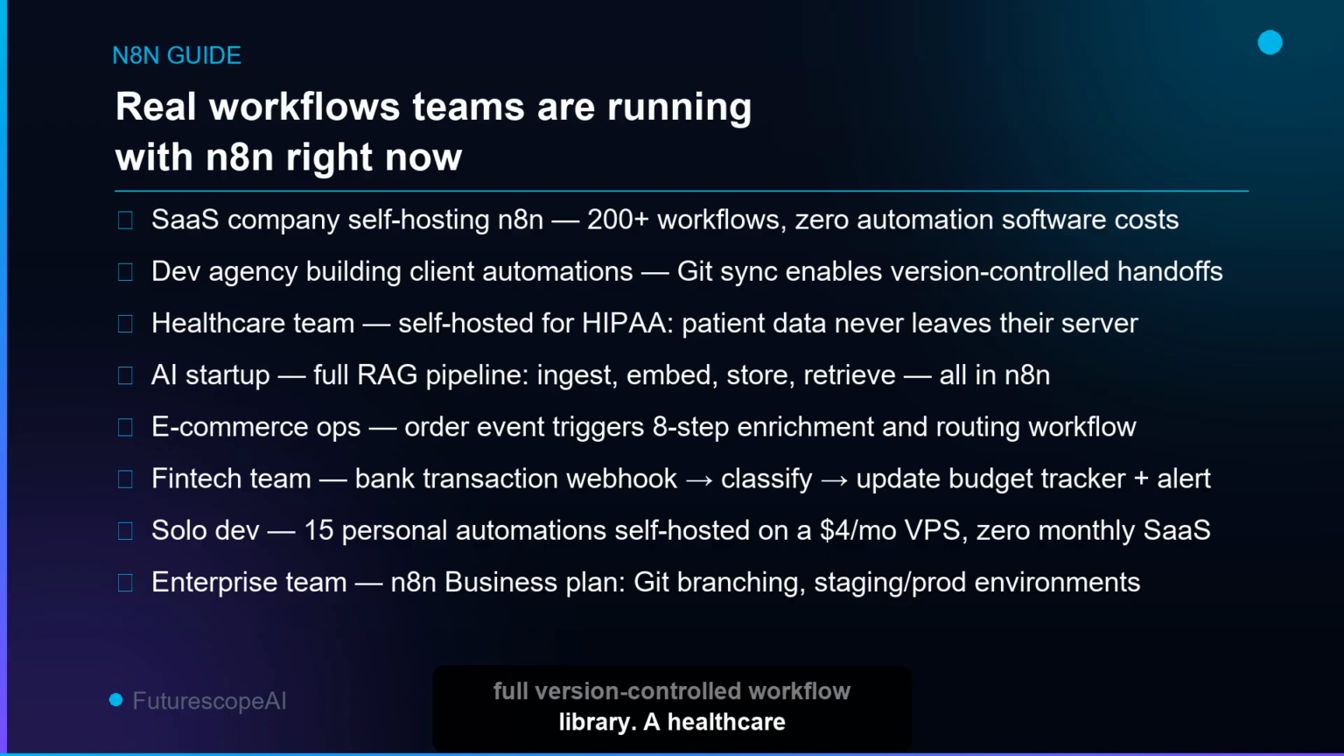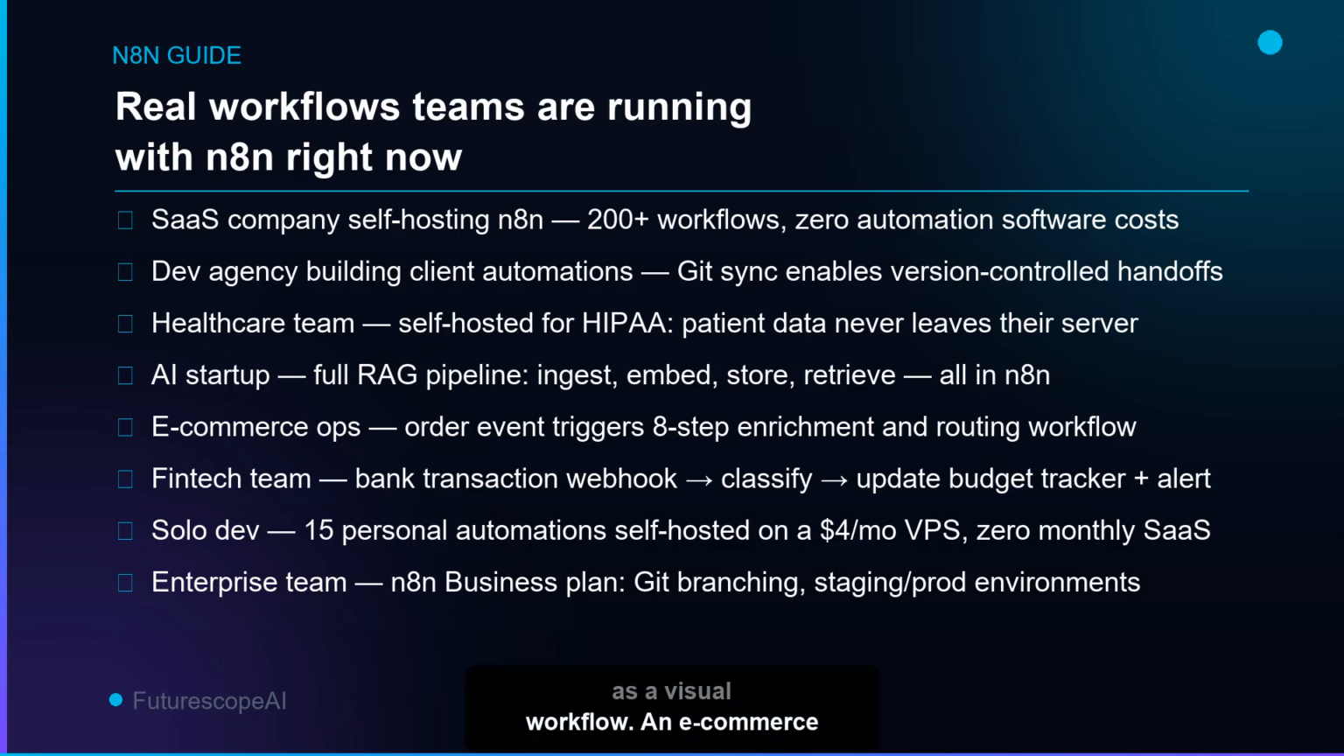A healthcare team runs n8n self-hosted specifically because patient data cannot leave their own infrastructure. HIPAA compliance is built into the architecture. An AI startup built their entire RAG pipeline in n8n, document ingestion, text chunking, embedding calls, vector store writes, and retrieval, all as a visual workflow.